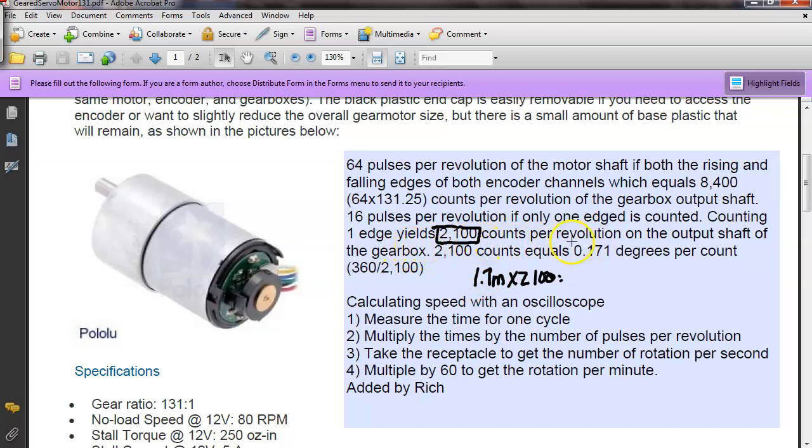One count per revolution on the output shaft. Right. And by the way, this is the way to measure the time per cycle. We know that's what? Milli, right? Everybody agree with that? And then we'll multiply that times the number of pulses per revolution, right?